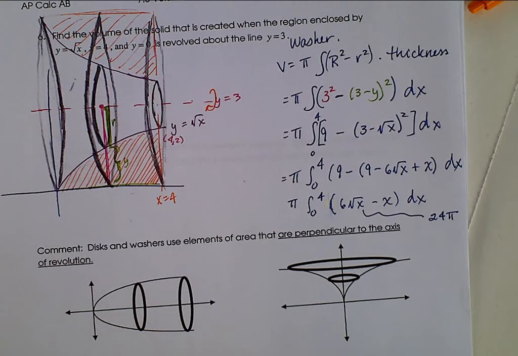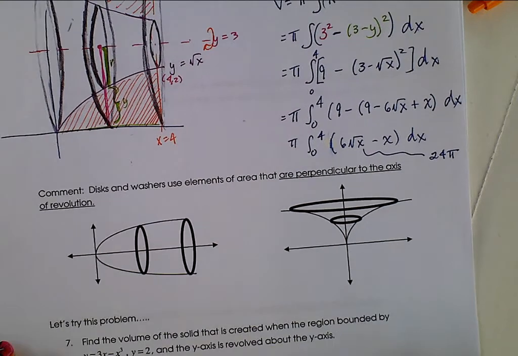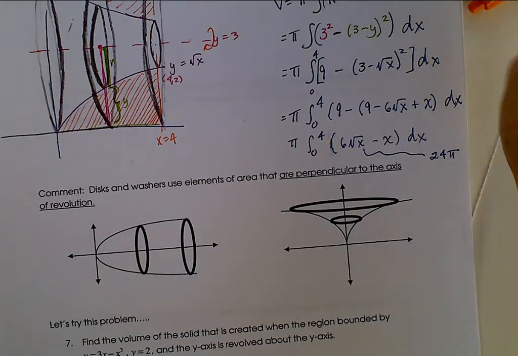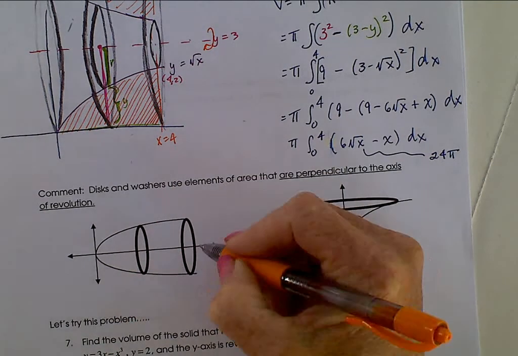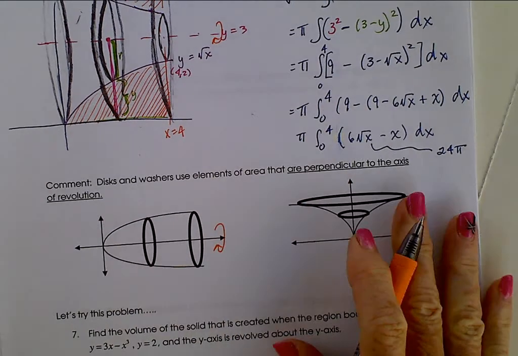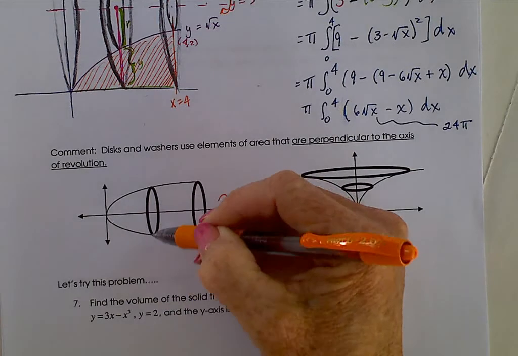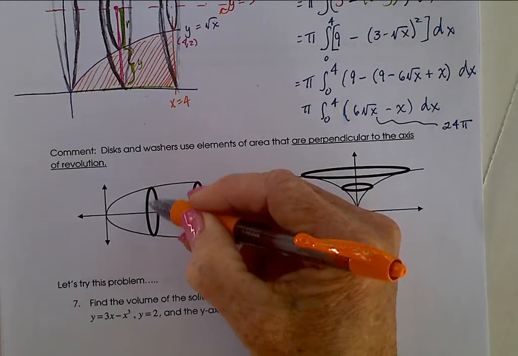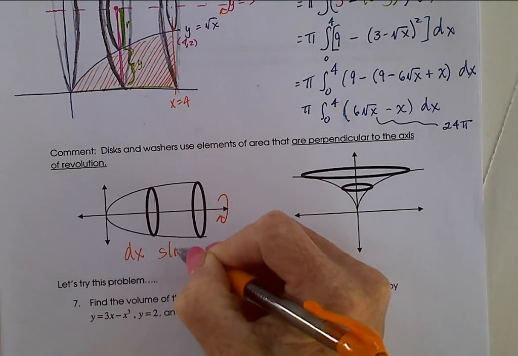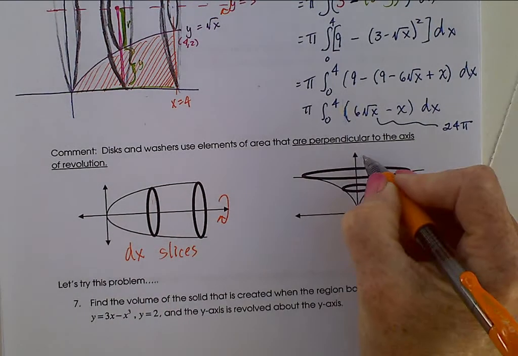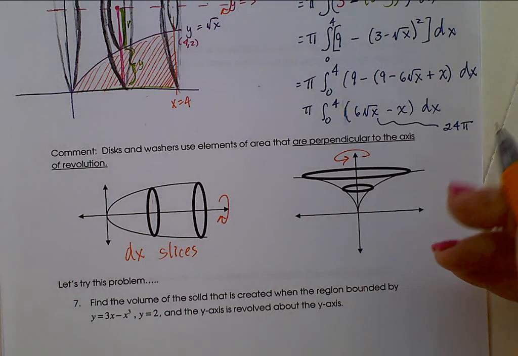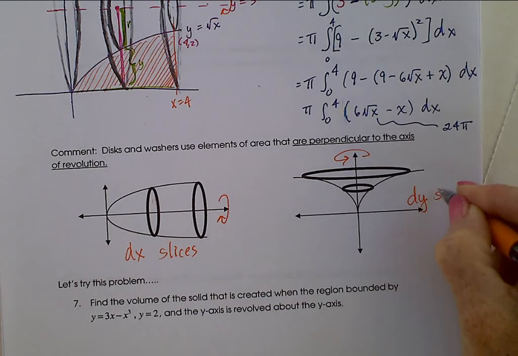All right, now comment. Discs and washers use elements of area that are perpendicular to the axis of revolution. Looking at this case here, this solid, spinning this about the x-axis, we have discs here because this is solid in here. These are dx slices. This one's spinning about the y-axis. We would slice through this way. These are dy slices.